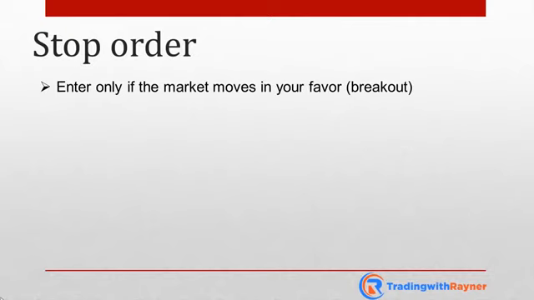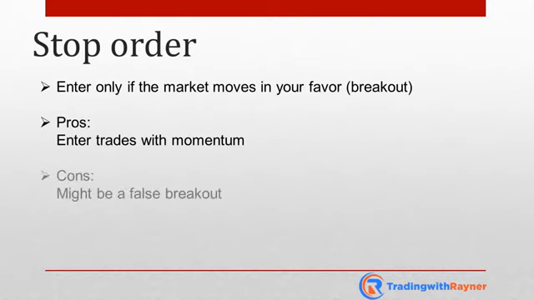So what you can do is place a buy stop order on Apple shares at $130. So you only enter the trade if the price hits $130 and above. So this is what we call a buy stop order. The pro of this approach is that you're entering your trades with momentum, because the market has your back, the wind is at your back. So this is why you only enter when there is momentum in your favor.